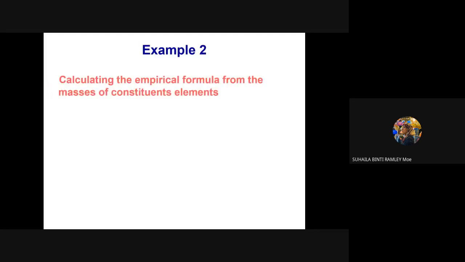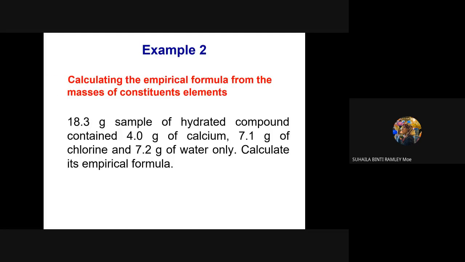Okay, next example. Second type of question, if you are given the mass of the element. So actually this one is simple. So we have 18.3 grams sample of hydrated compound.